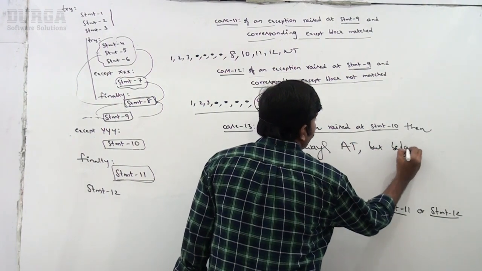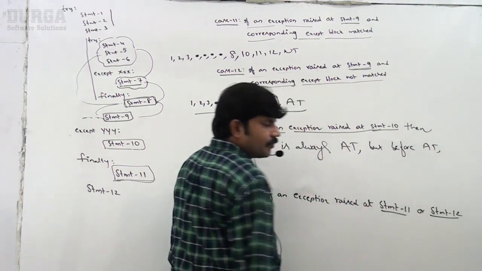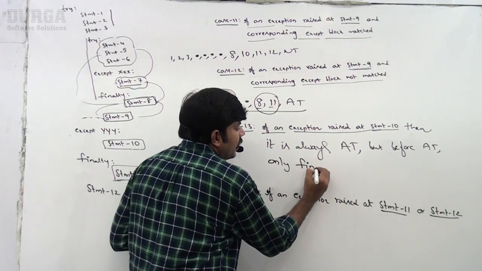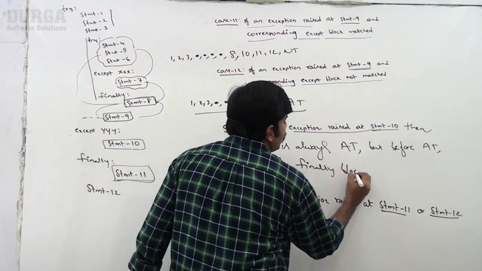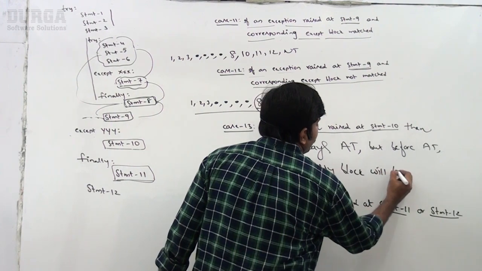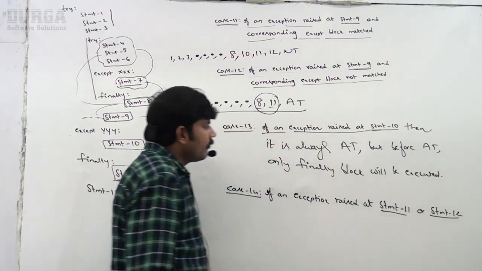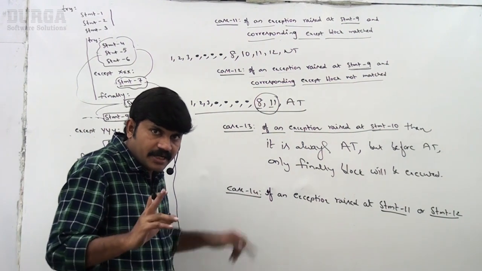But before abnormal termination, only the finally block will be executed. Only the finally block will be executed. Are you getting it? Only the finally block will be executed. Any doubt about this one?